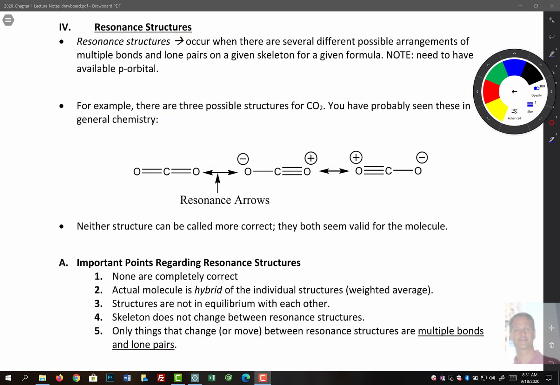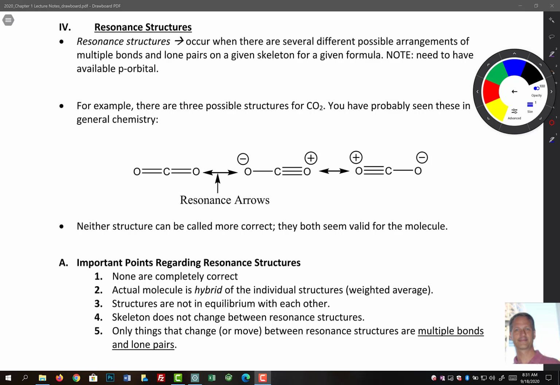The next section here deals with resonance. Resonance is a big topic in organic chemistry, and it's something that just keeps showing up for the rest of the year from time to time. In some chapters, it's emphasized a lot more than others, but it's a topic that we really need to understand.